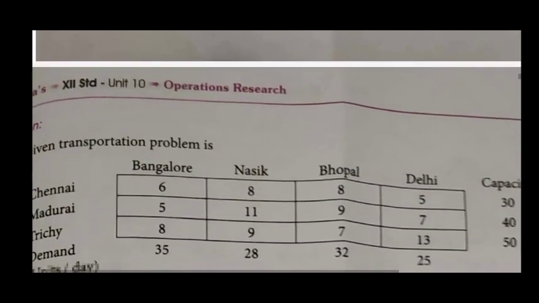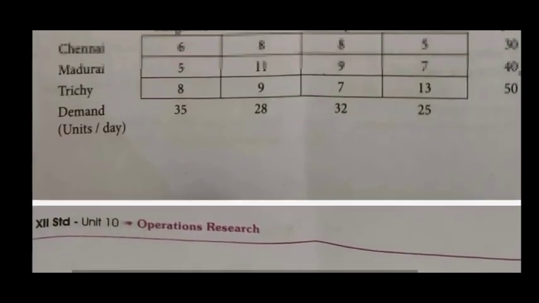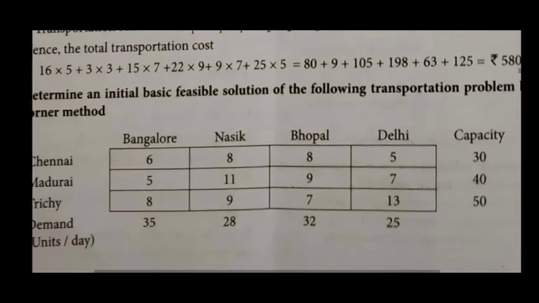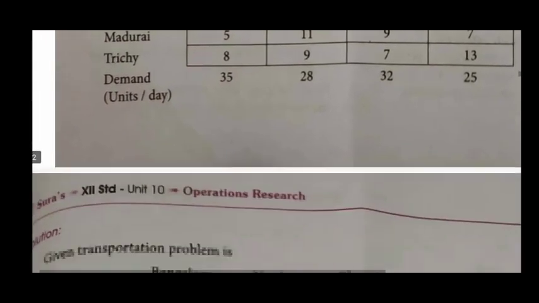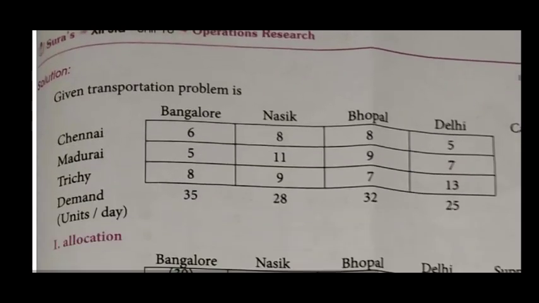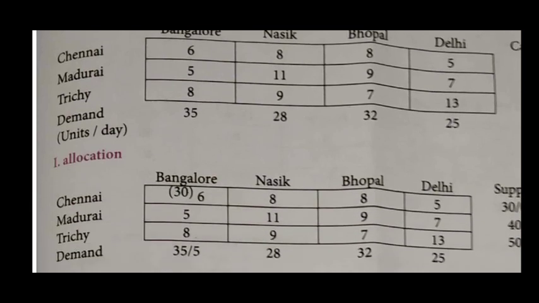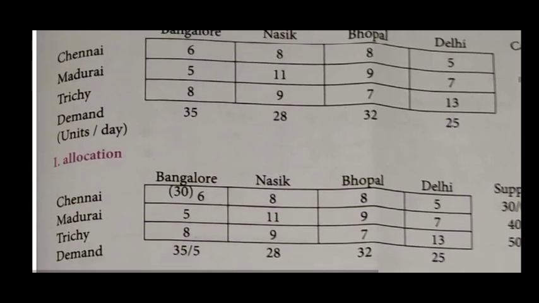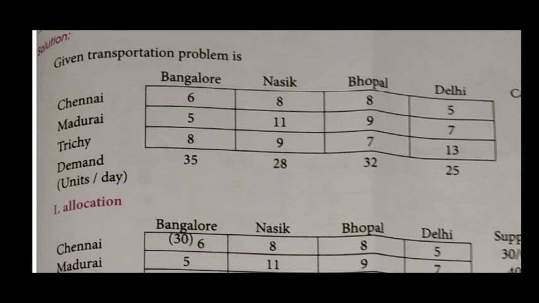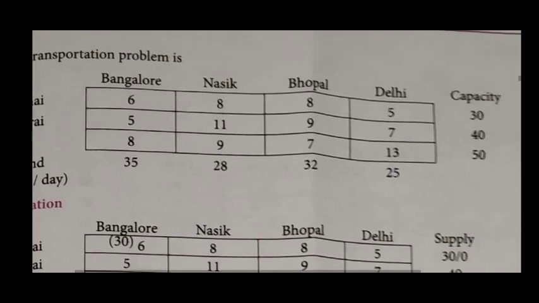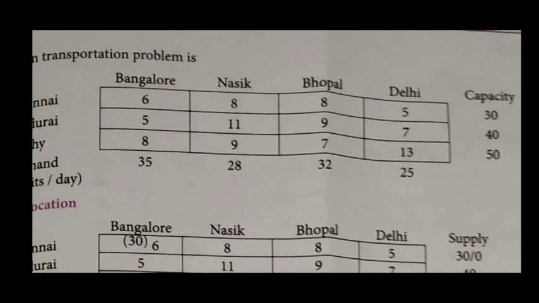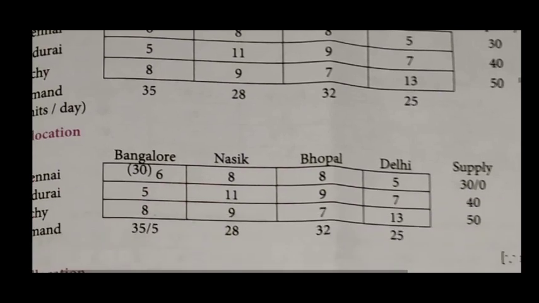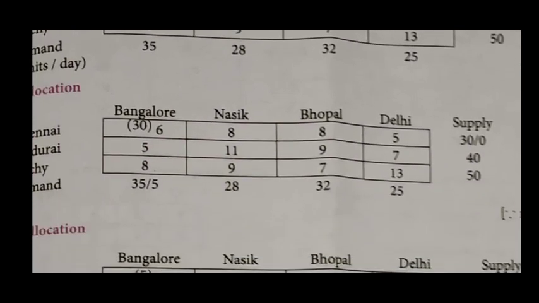So we add these things to check whether the problem is a balanced one or not. In order to find out these things we are finding like this. The given transportation problem is written here, then allocation. The first corner, the northwest corner, is 6. Here the demand is 35 and capacity is 30. So the minimum of 35 and 30 is 30. Therefore we are subtracting: 30 minus 30 becomes 0 and 35 minus 30 becomes 5.